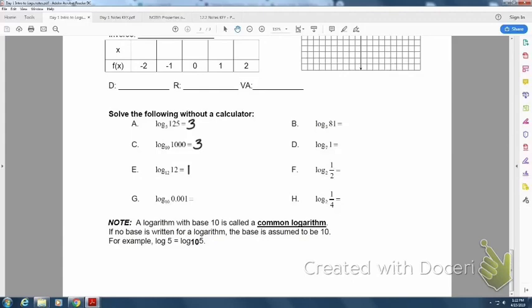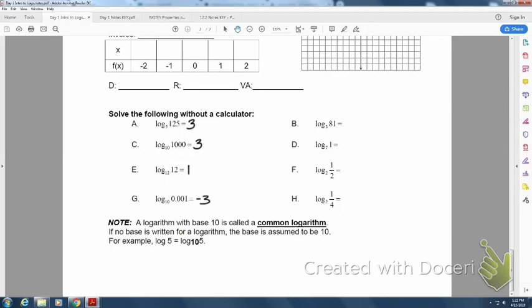Log base 10 of what would give me 0.001? It would be -3. We'll put -3. That's the way we'll see it.